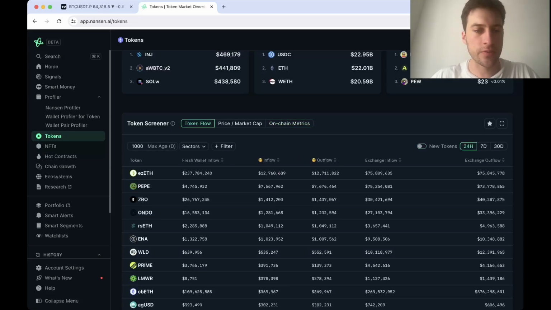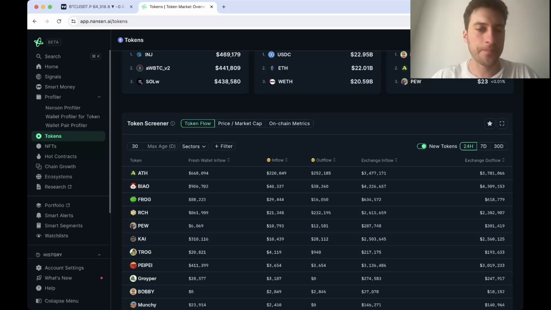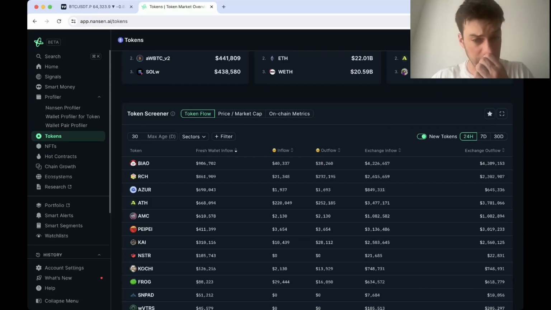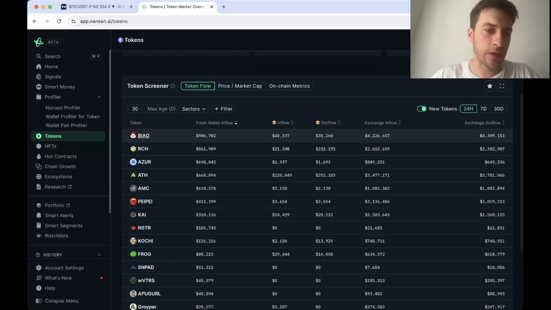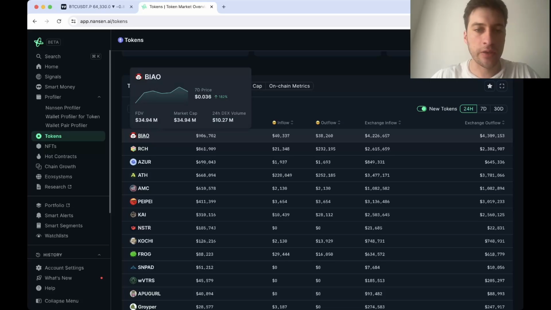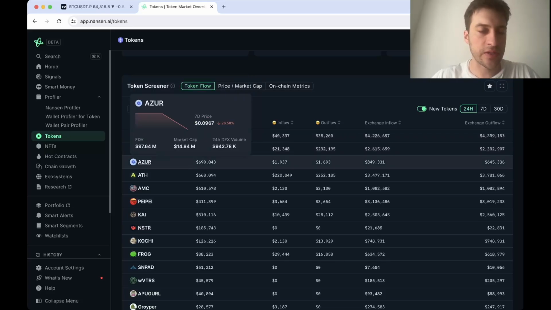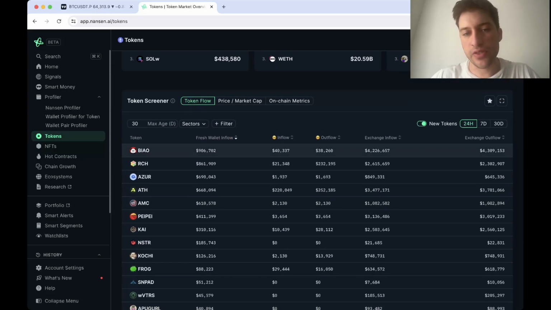The token flow page, I'm trying to get that to work. Here we go. Perfect. So if we look at fresh wallet inflow for what has the most in new tokens, it's these coins right here. BIAO, which you can see the price is up 182% in 7 days. This price down 47, this price down a little bit here. And you can see this stuff right here.